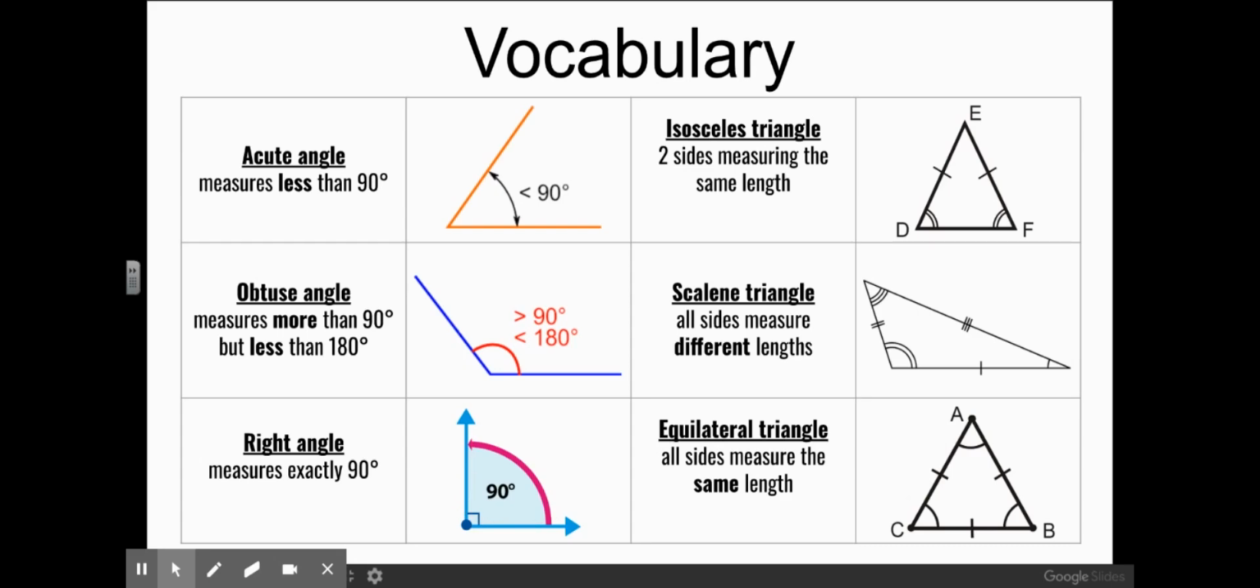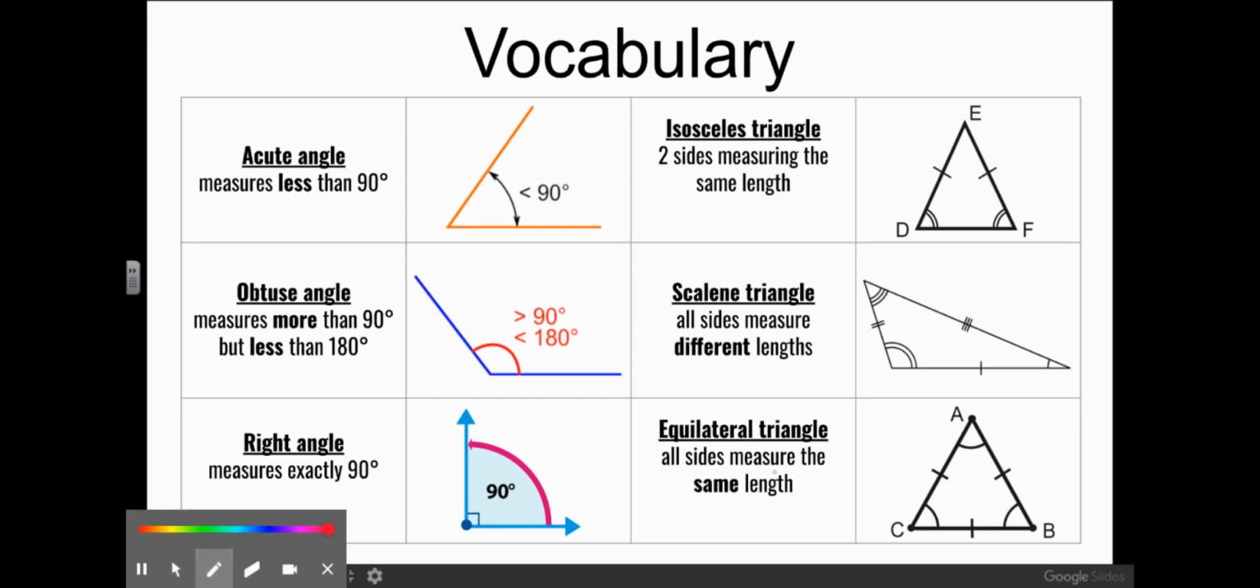Now, in fifth grade, we don't focus on triangles as much, but I do like to review them just because this is something you've covered in third and fourth grade, so you're familiar with this. We have isosceles triangle, and it's a triangle that has two sides measuring the same length.